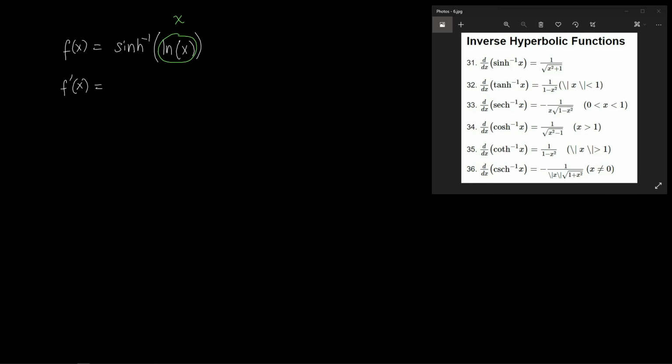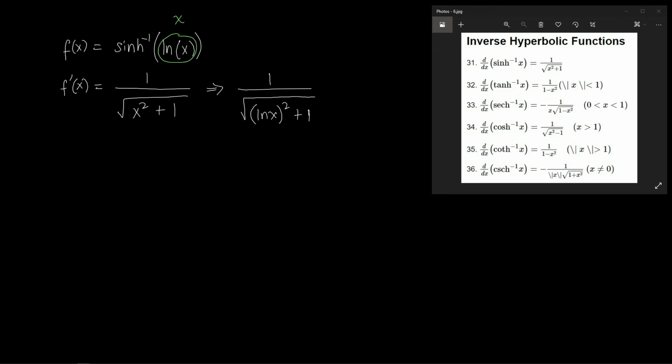Let the inside be x so that we can use the formula. So we have 1 over a square root. The derivative of inverse sine hyperbolic is 1 over the square root of x squared plus 1. Since we consider this as our x, we replace x with ln x. So it becomes 1 over the square root of ln x squared plus 1.